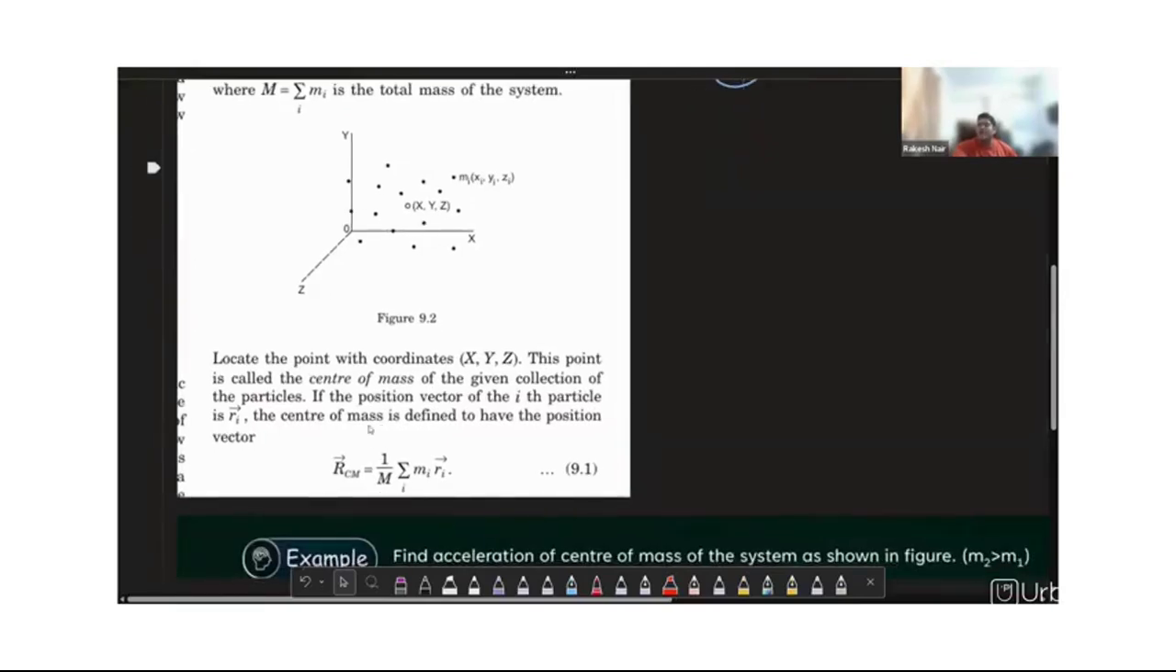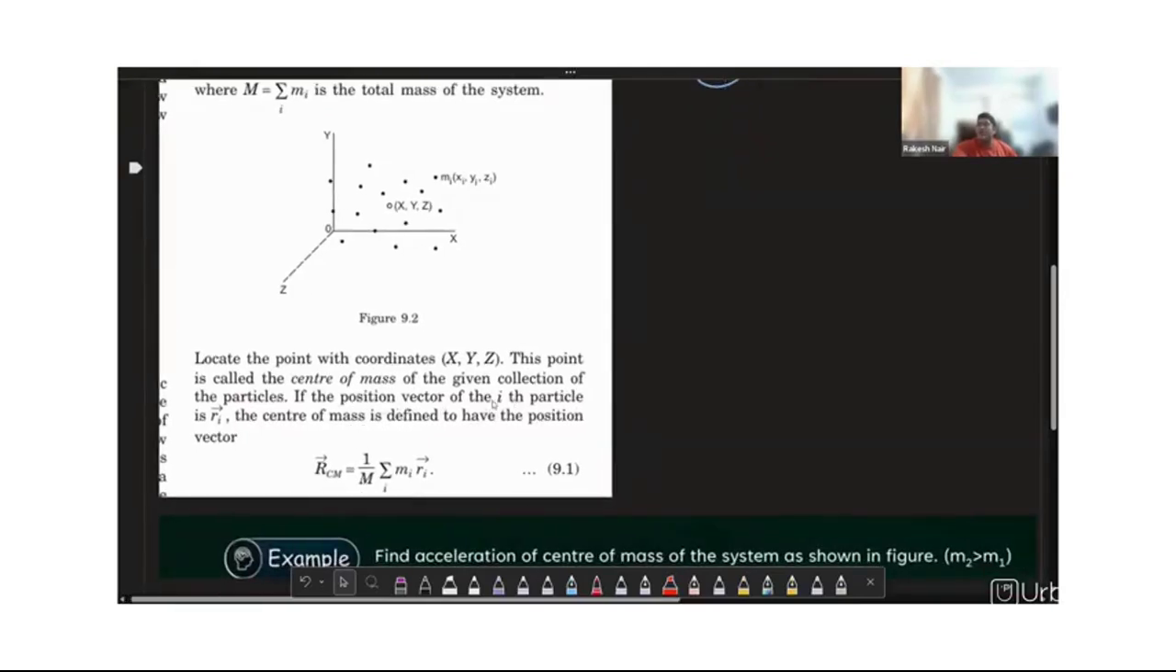Whereas if the position vector of the ith particle is Ri, the center of mass is defined as the position vector itself. That is, position vector R_cm is equal to 1 by M summation of mi, Ri. And this is also one of the most important expressions which students need to practice. R_cm is equal to 1 by M summation of mi, Ri. That's it.